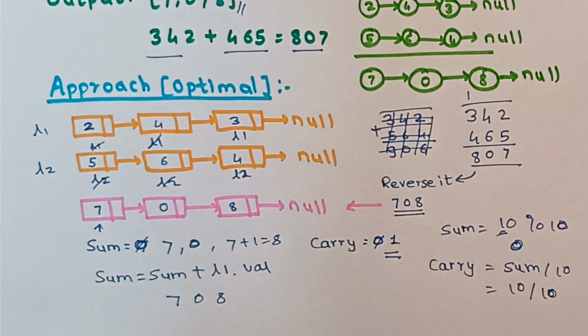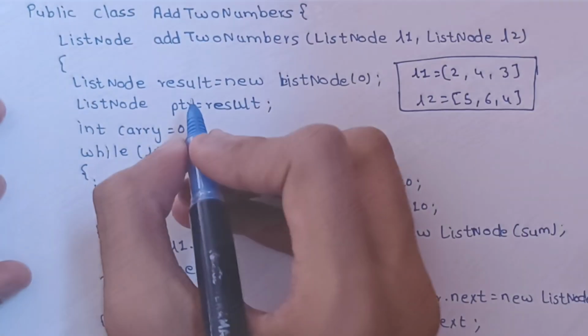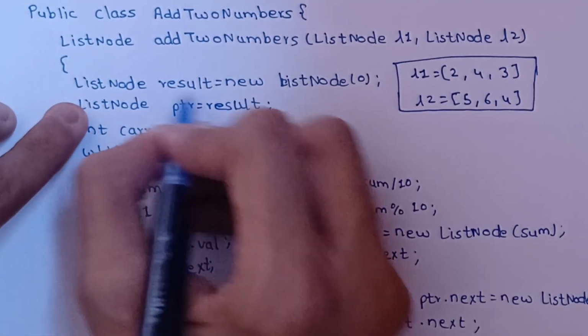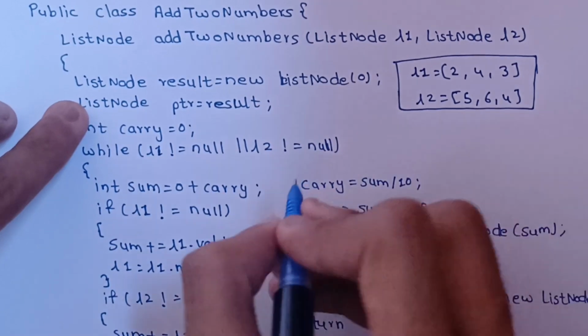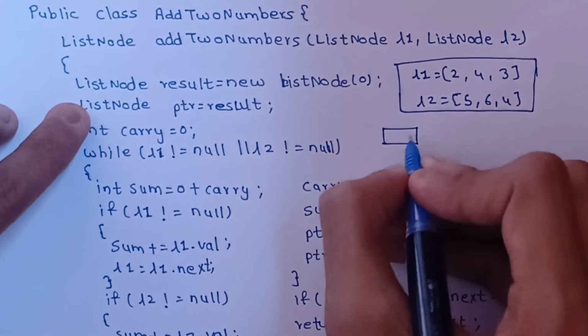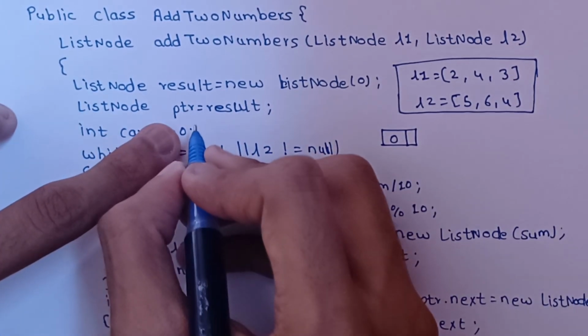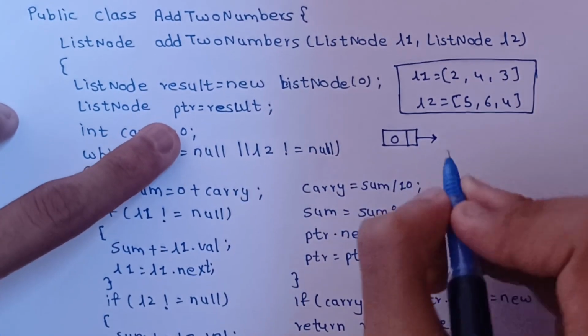By seeing the code, you will better understand this approach. Okay, so let's go on the LeetCode screen. Let's try to run the code. We have created one result node, a new result node, with value 0, and we have created one pointer which will point to the result. So this is created.